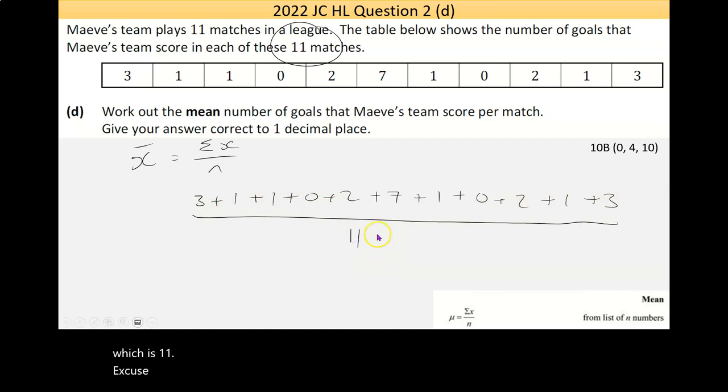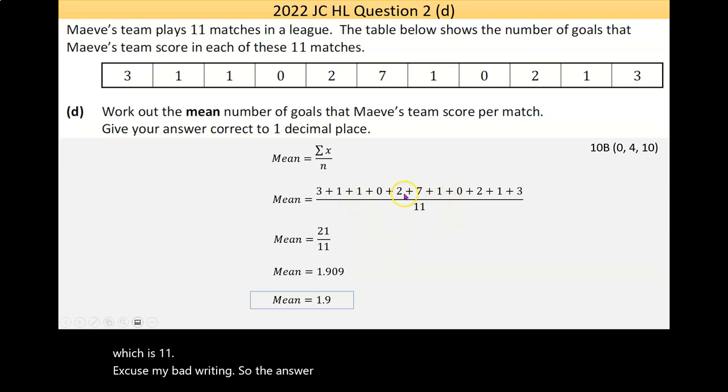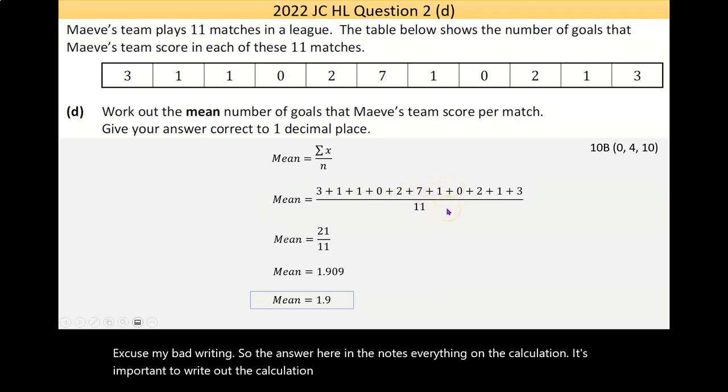Excuse my bad writing. So this is the answer here in the notes. I've written out the calculation. It's important to write out the calculation, even if you're doing it using the calculator, because it's very easy to input a number incorrectly in the calculator.